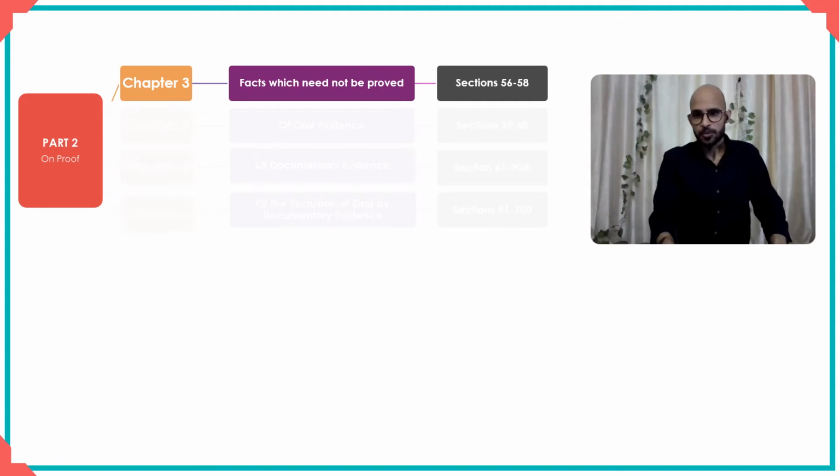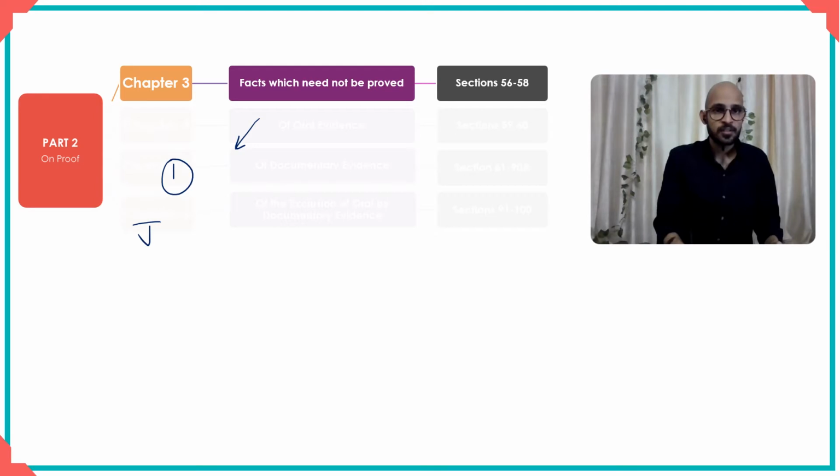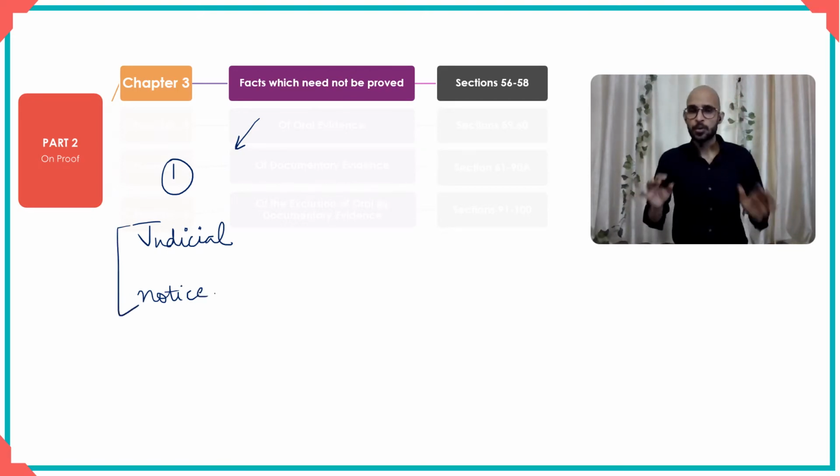So chapter 3 is quite small, so it won't take long for me to explain that to you. It basically contains 2 points for you to remember. It talks of facts which need not be proved. In other words, the court says that, okay, if there are such facts, you needn't prove them. We don't want evidence for this, right? So the first kind of facts which need not be proved are those for which the court takes judicial notice. What does that mean? The court says that we already know this. We don't want you to prove this.